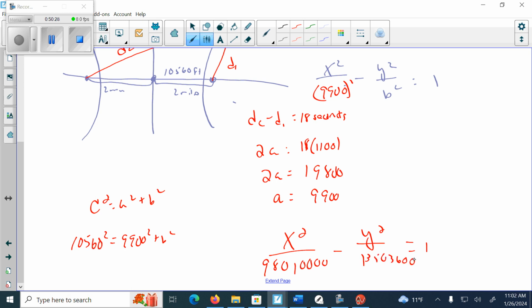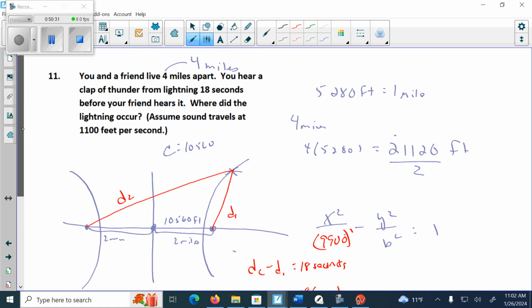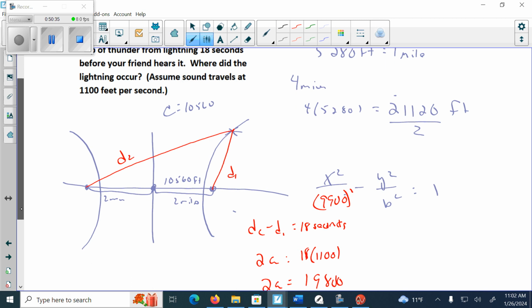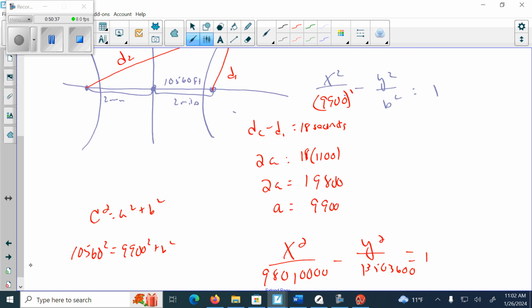So the difference between this one and the one that you had for homework is it's just asking me to find the equation. I cannot find out where the lightning occurred because I don't have that third point that would tell me where to look. So that's it. I hope this helps, and I will see you next time in class.